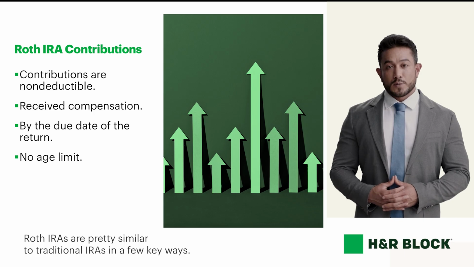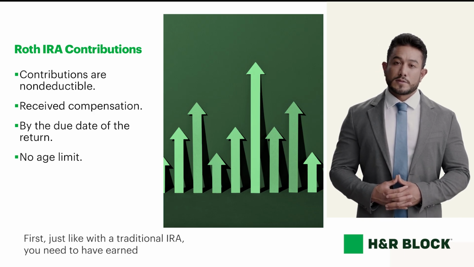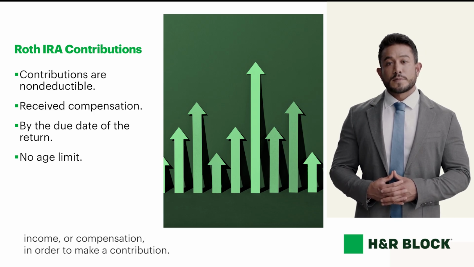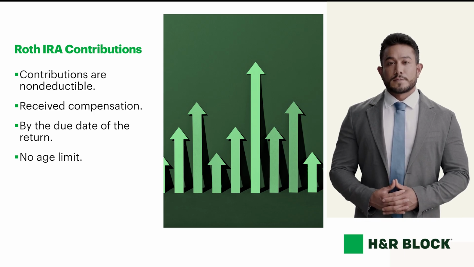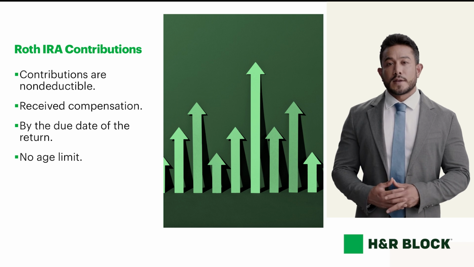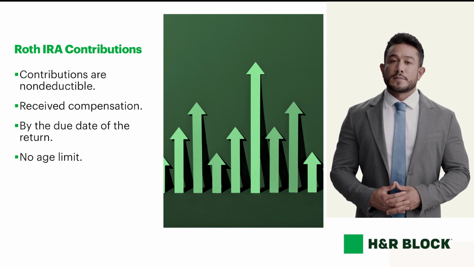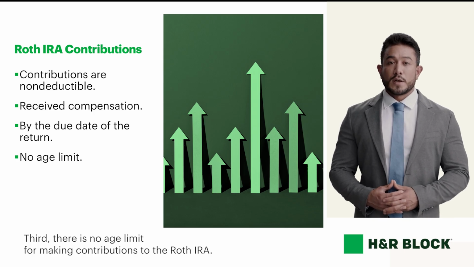Roth IRAs are pretty similar to traditional IRAs in a few key ways. First, just like with a traditional IRA, you need to have earned income or compensation in order to make a contribution. Second, the deadline to contribute is the same. You have until the tax filing deadline, usually April 15th, and that doesn't include any extensions you might file for your return. Third, there is no age limit for making contributions to the Roth IRA.